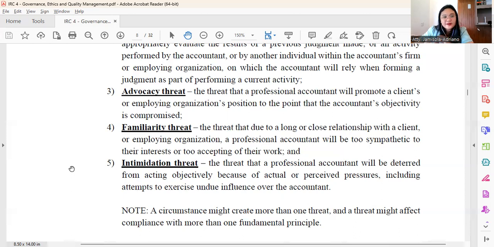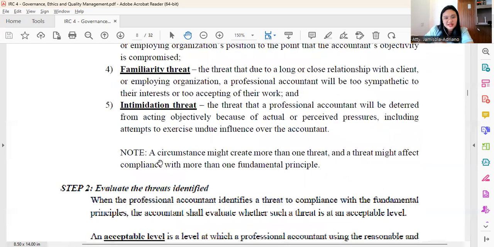And that is familiarity threat. Okay, that is because of the familiarity. Then intimidation threat, the threat that a professional accountant will be deterred from acting objectively because of actual or perceived pressures, including attempts to exercise undue influence over the accountant.